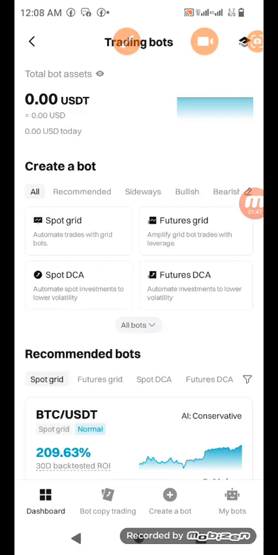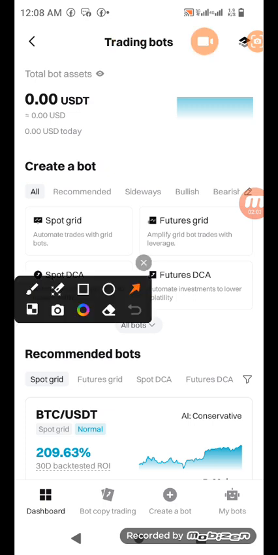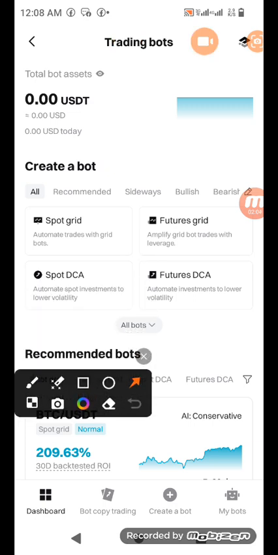Now pay attention to this. I'm going to explain a lot of terms to you. If you don't understand these things, then you can't trade. You're going to waste your time and make a lot of mistakes. In all this, there are so many bots, but these are the most popular bots we use on Bitget.